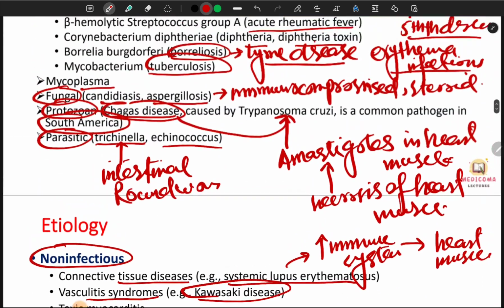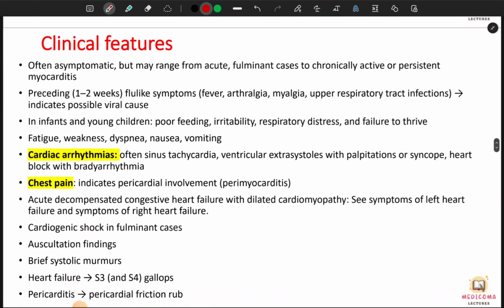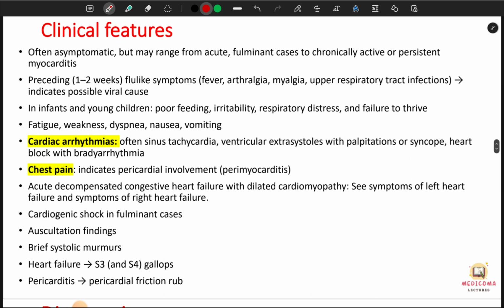So we have discussed its etiology. Now we will discuss clinical features of myocarditis. Most commonly it's asymptomatic but may range from acute fulminant cases to chronically active and persistent myocarditis.